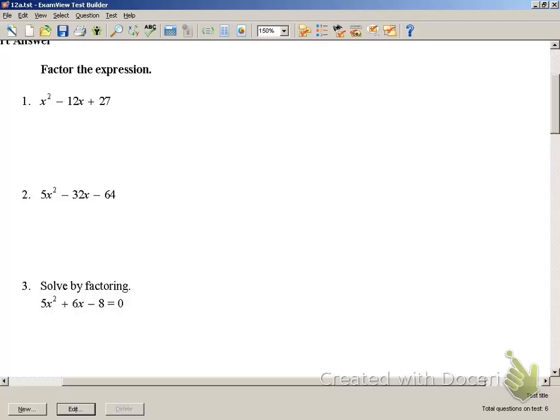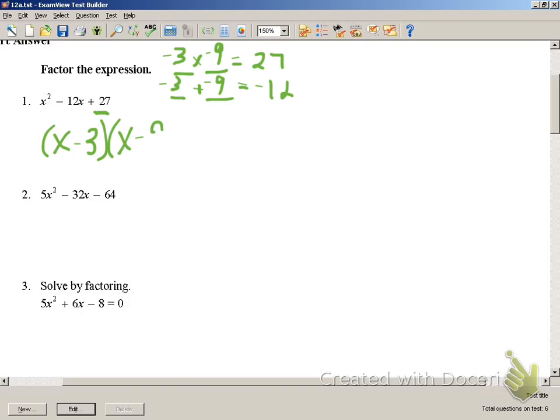So number 1 says to factor the expression. We need to look at 27 and determine what two values I can multiply together to get 27, and what same two values I will combine together to get negative 12. If we multiply negative 3 and negative 9, and add negative 3 and negative 9, that works. So therefore my factors are x minus 3 and x minus 9. So the factors of x squared minus 12x plus 27 are x minus 3 times x minus 9.